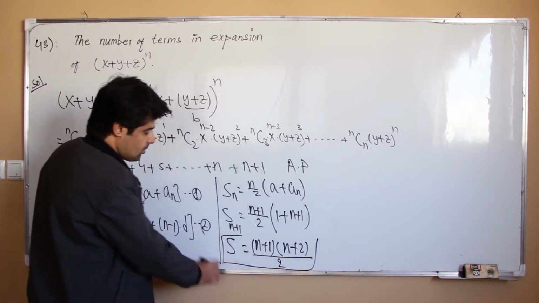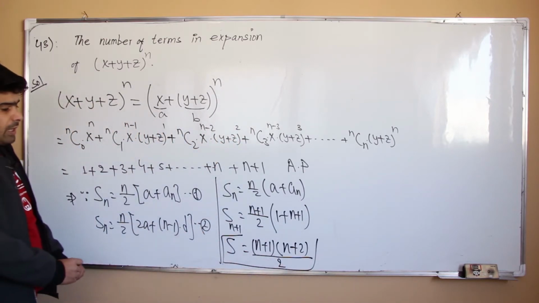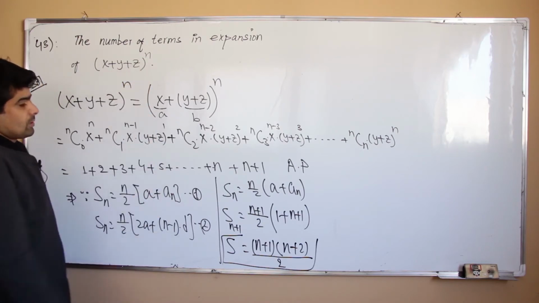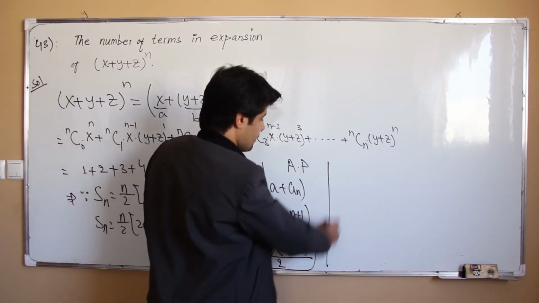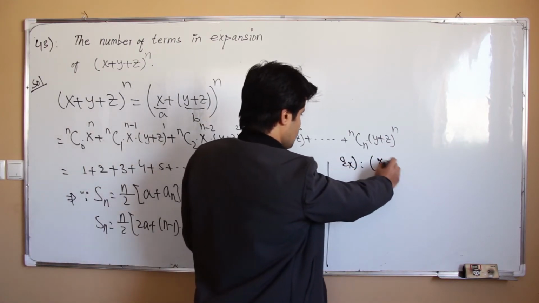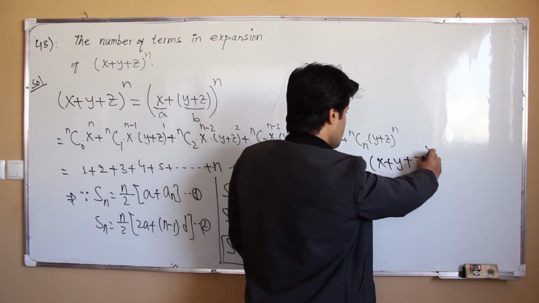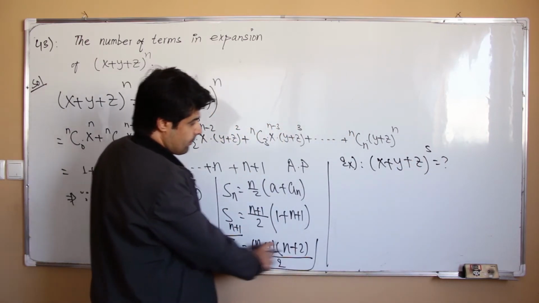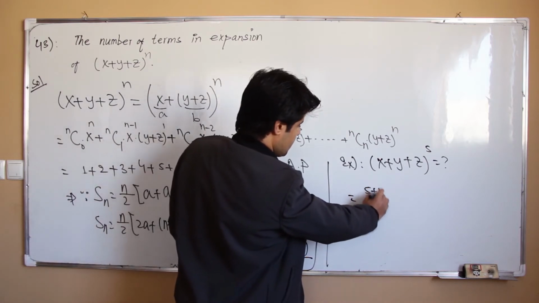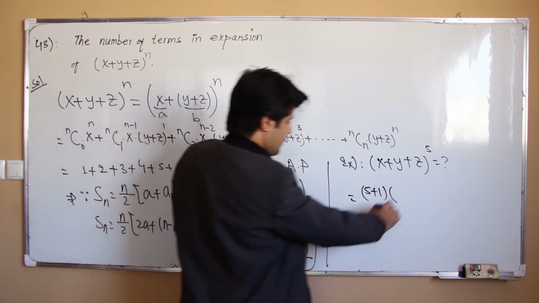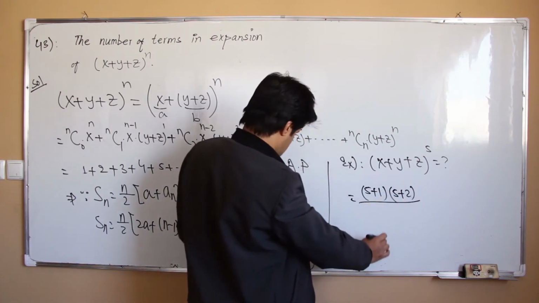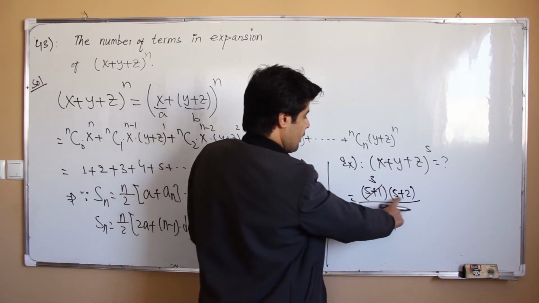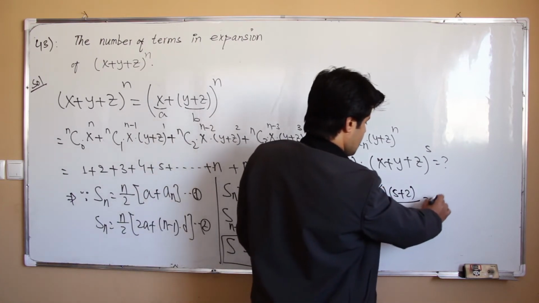This is the formula we can use to find how many terms we have in (x plus y plus z) raised to the power n. For example, for (x plus y plus z) raised to the power 5, how many terms does it have? Just put 5 instead of n, so you will have (5 plus 1)(5 plus 2) divided by 2. 5 plus 1 is 6, 6 divided by 2 is 3, 5 plus 2 is 7, and 3 times 7 is 21.